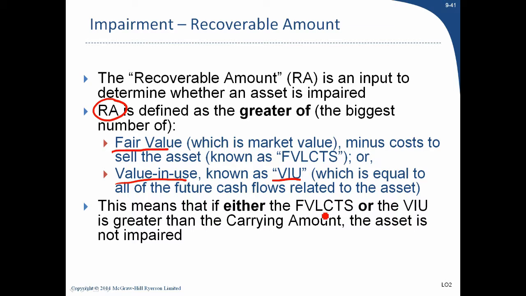So if either the fair value less cost to sell, which is the technical accounting term, though all you need to know is the fair value, or the value in use, known as VIU, is greater than the carrying amount, the asset is not impaired. As long as you expect to generate more revenue than it costs you for this asset, or you think you can sell the asset for more than it cost you, it's not impaired, which in 99% of cases is true. It's a rare occasion that assets are impaired, but they do get impaired sometimes.